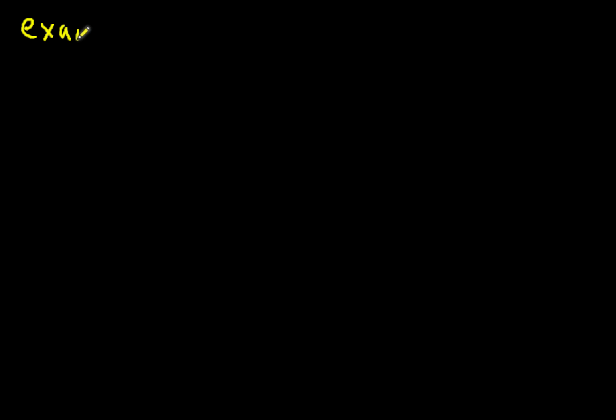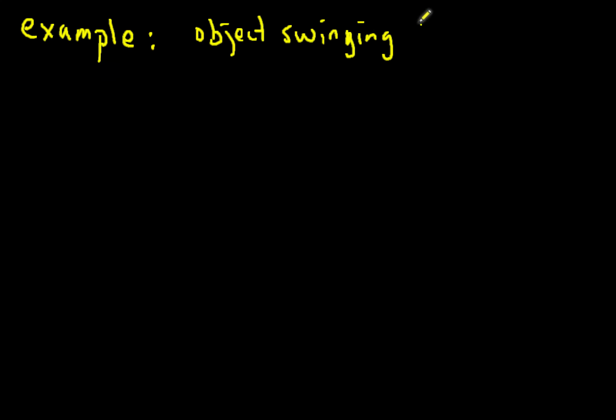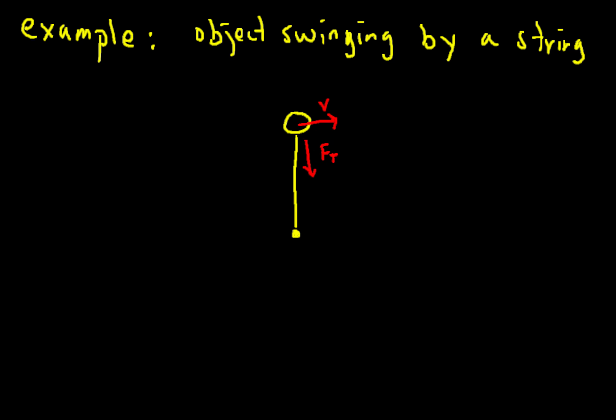Another example of an object traveling in circular motion is an object swinging by a string. The radius of the circular motion is the length of the string. The object has a velocity that's tangential to its motion, and the tension of the string acts perpendicular to that velocity. As a result, the object swings in a circle.